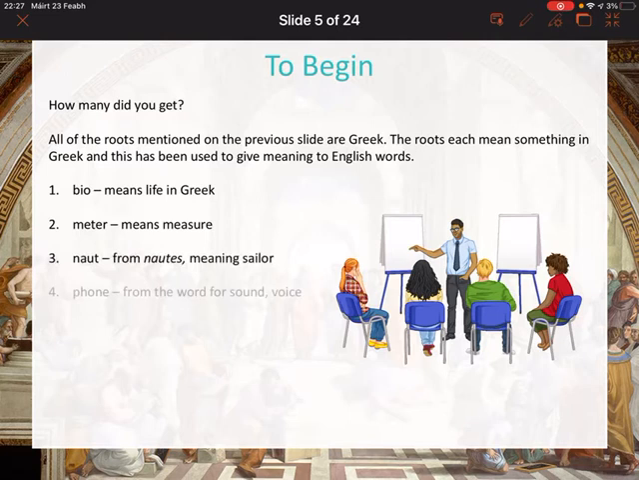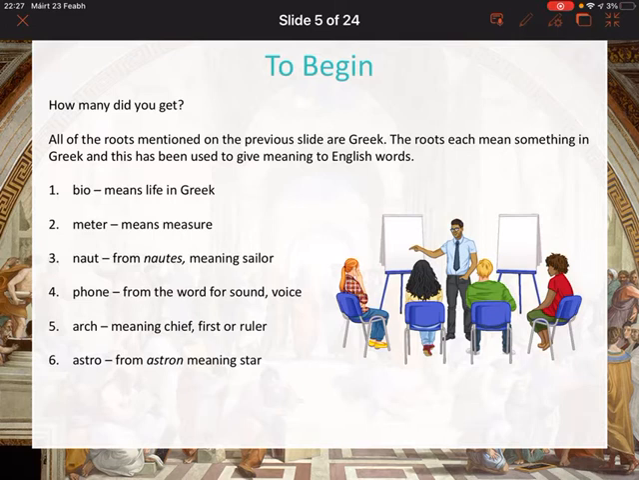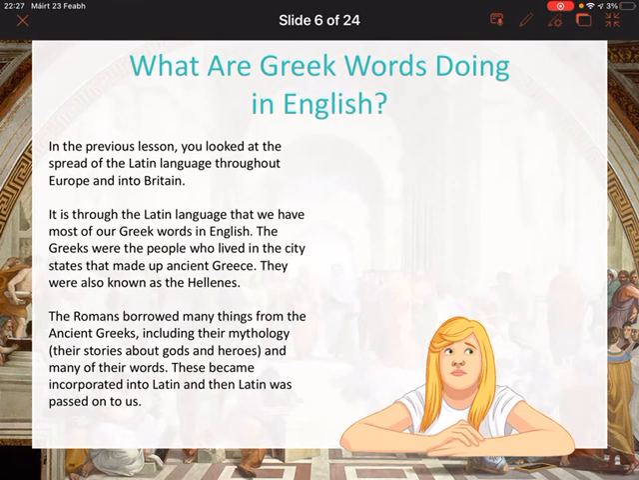So here these are to remind you. So bio means life, meter means measure, naut from nautes, meaning sailor, phone for the word for sound and voice, and arch meaning chief or first or the ruler, as I said, and then astro from astron, meaning star.